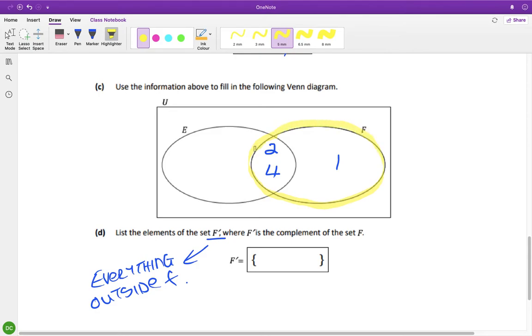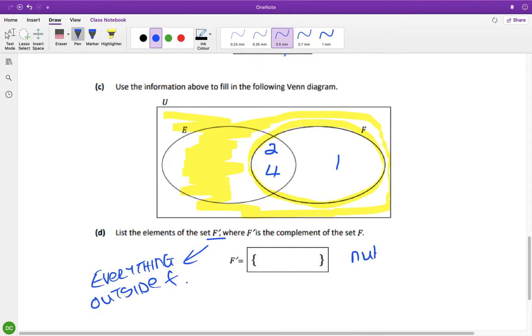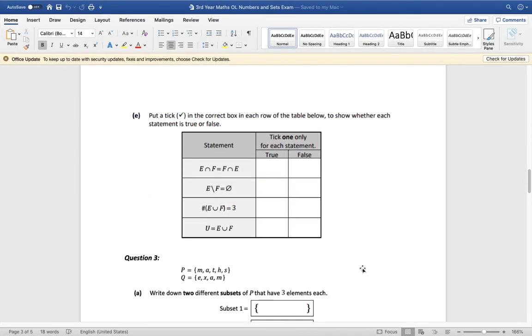So we're looking for everything in the Venn diagram outside of that yellow circle. Outside the yellow circle is all this all the way around here. List the elements that are in that shaded space. There's nothing, so we would leave that blank because it's a null set, it's empty. All of the elements in this Venn diagram are in F, so there's absolutely nothing outside F.